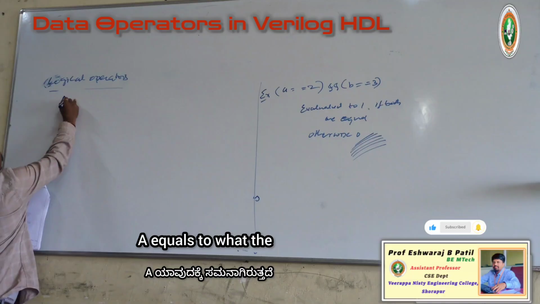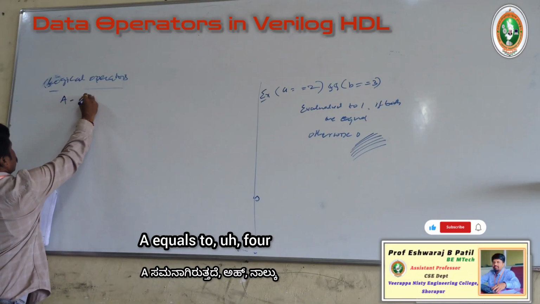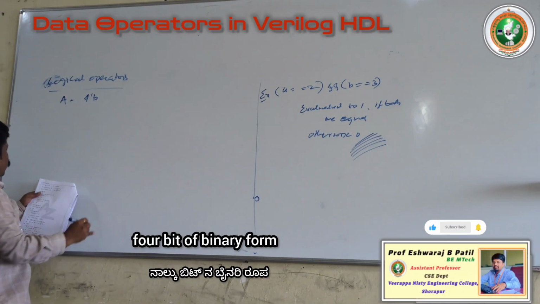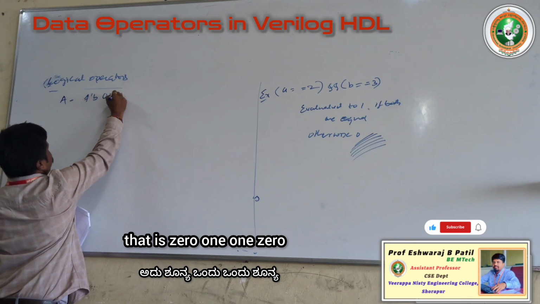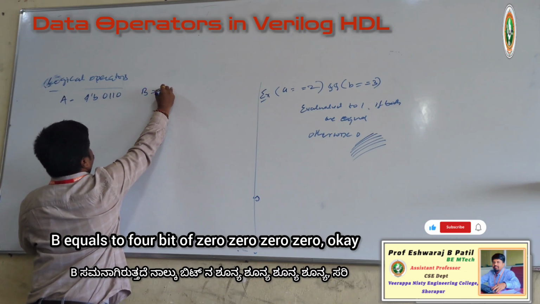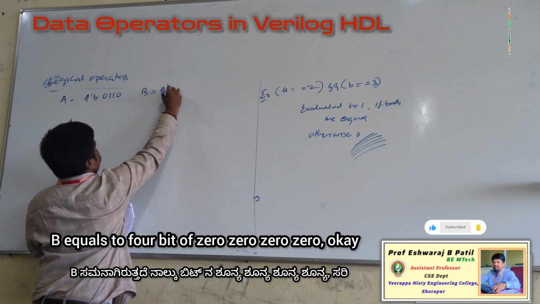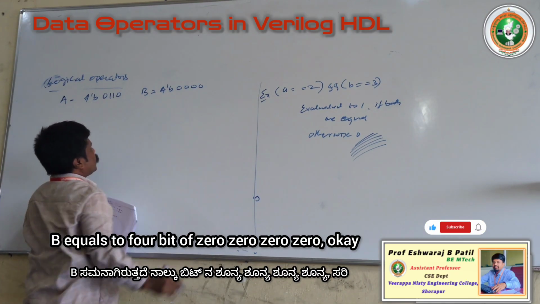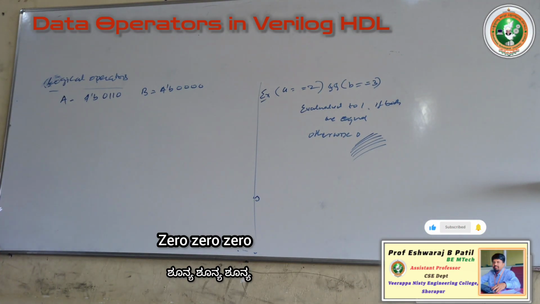A equals what? A equals 4 bits in binary form, that is 0 1 1 0. B equals 4 bits of 0 0 0 0.